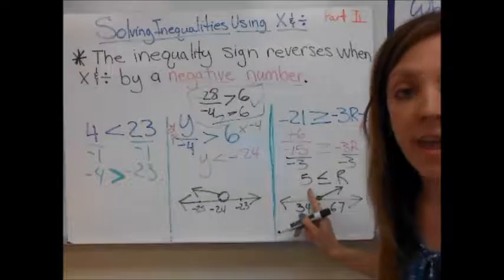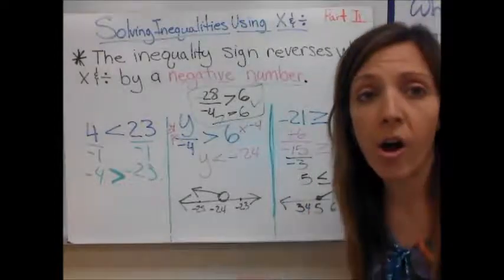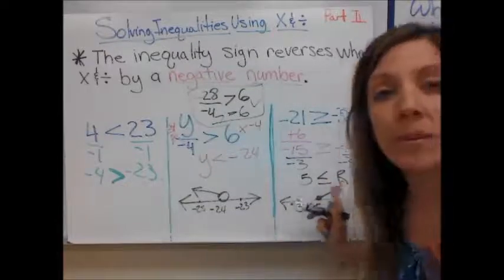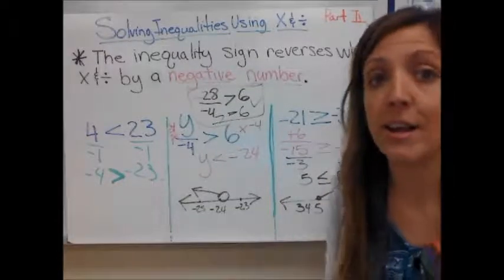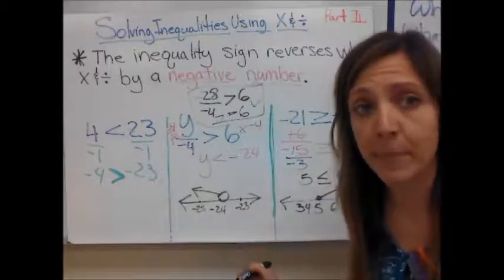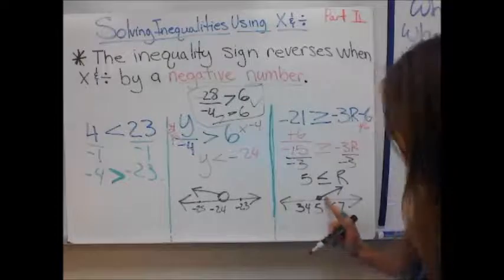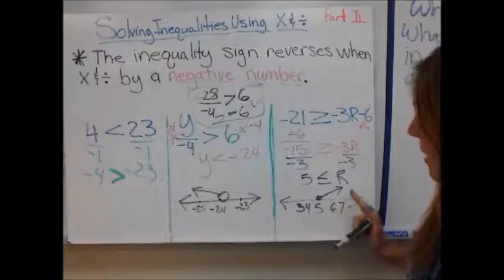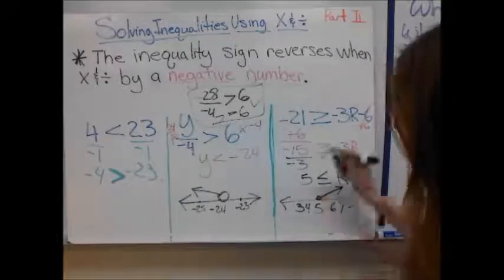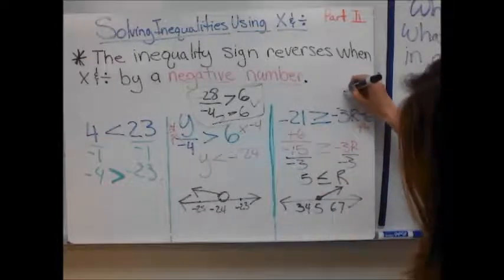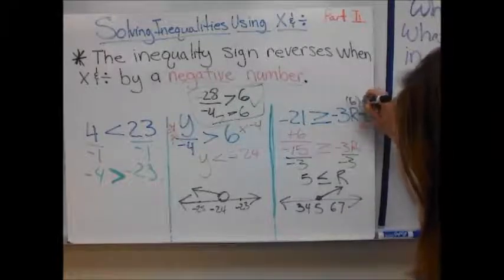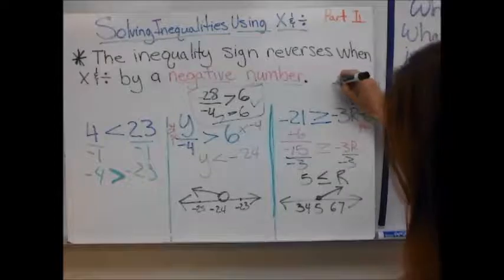For this one, we've got 5 is less than or equal to r, or r is greater than or equal to 5. So remember that we're always graphing r, and we're looking to plug a number in for r. I'm going to look on my graph and find a number that r could possibly be. r could be 6, it could be 7, it could be 8, and so on. So I'm just going to take the number 6 and plug it in for r. So negative 3 times 6 is going to give me negative 18.